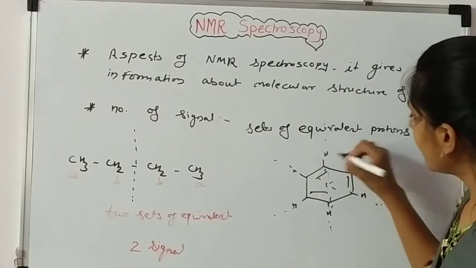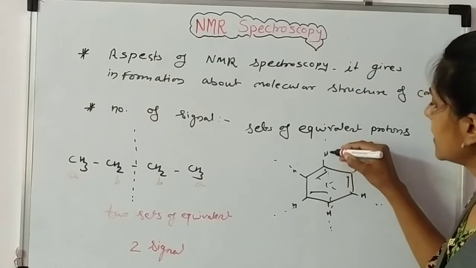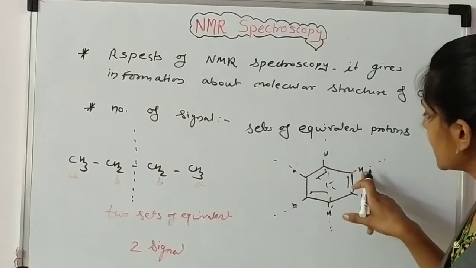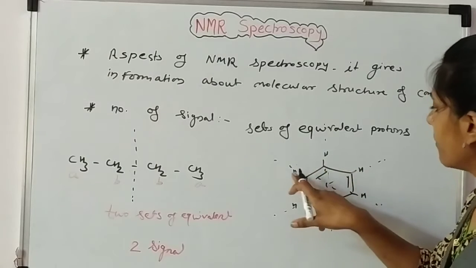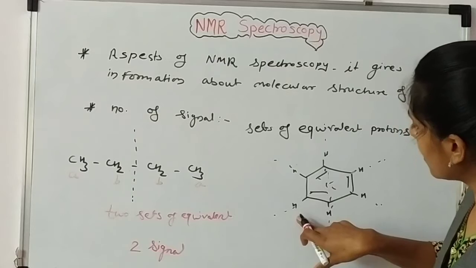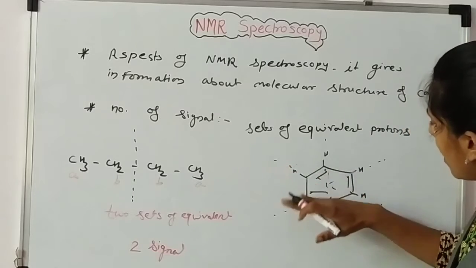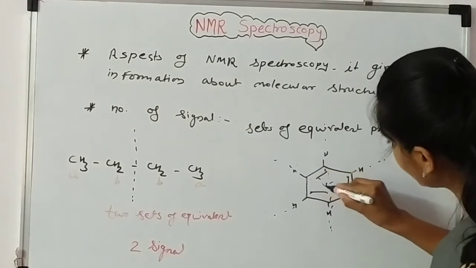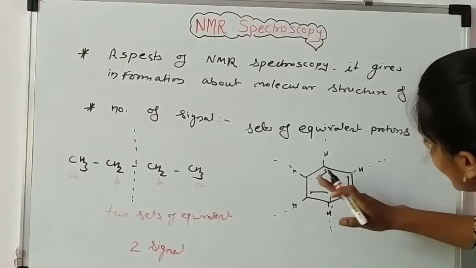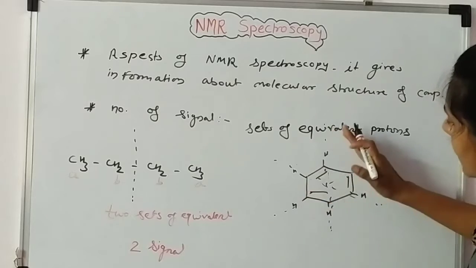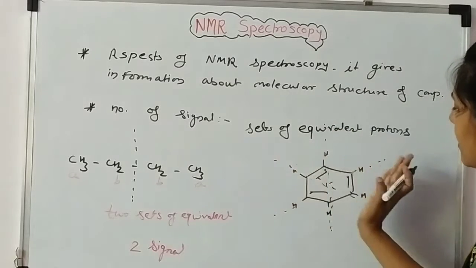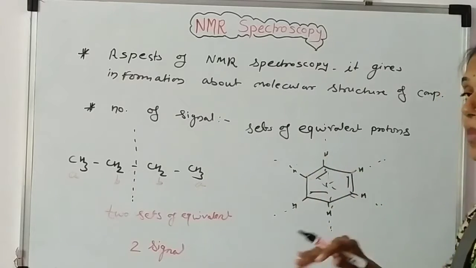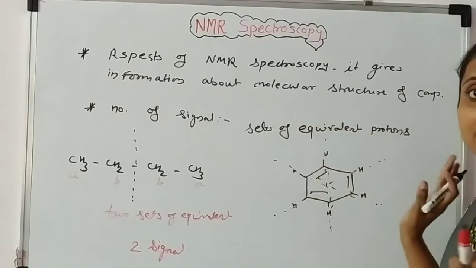Okay. Now when we study the environment, this CH has the same environment here. Also the CH, aromatic CH. When we draw this axis, this CH and this CH have the same environment on both sides. This CH has the same environment on both sides. Here also the same environment. That means 6 protons have the same environment.